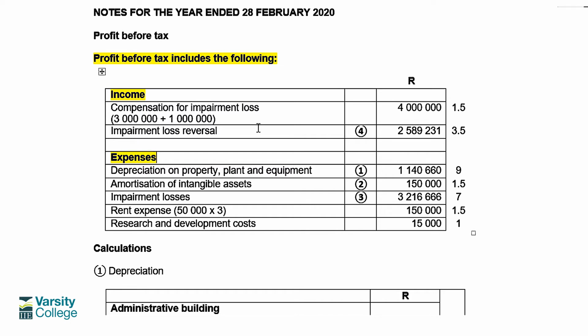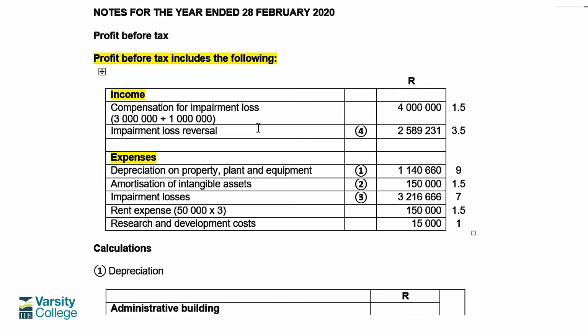Remember the rent of the computers from the Pole Water Board, 3 months times 50K, pop that in. Rent expense 50,000 times 3. It's nice and easy, 150,000. Remember also the research costs, 15,000 given in the question, put it in. And again, in probably less than a minute, you've earned another 2.5 marks.